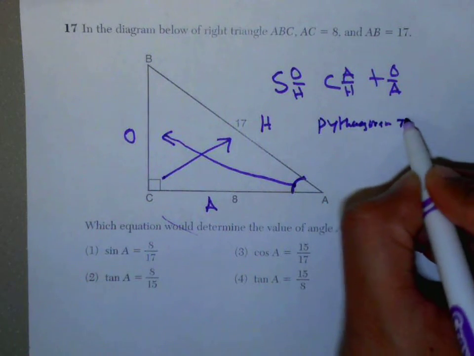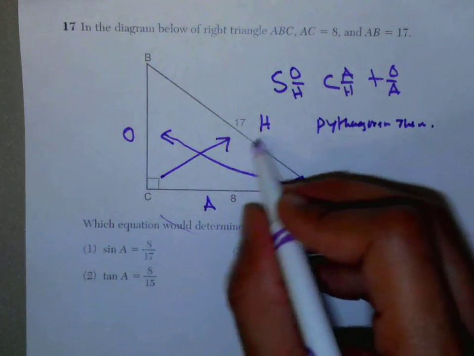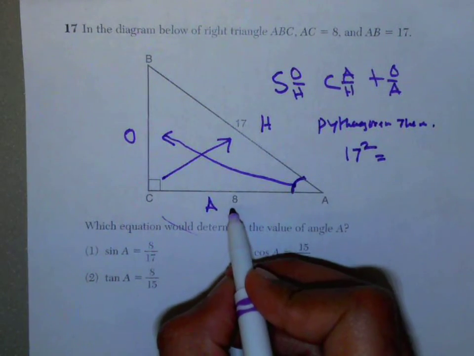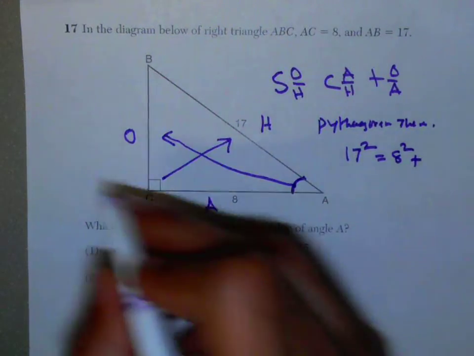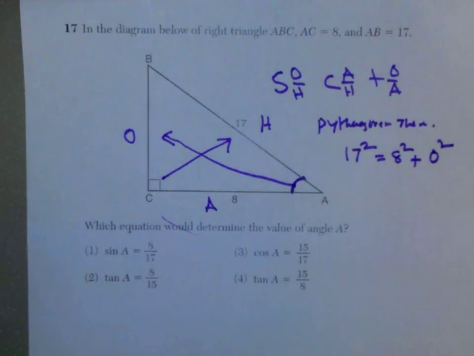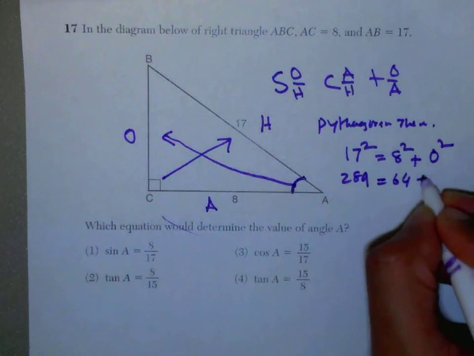Pythagorean theorem, because that's a missing side of the triangle, which says that hypotenuse squared, 17 squared, would be equal to this side squared plus this side squared. We're trying to figure out this side, so it's O squared. Now we know that 17 squared would be, let's use the calculator, 289. 8 squared is 64 plus O squared.